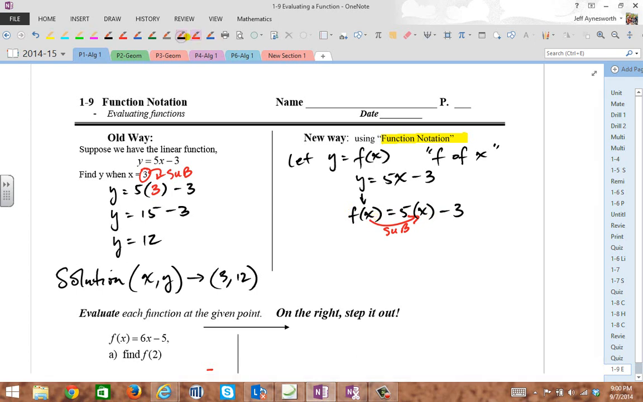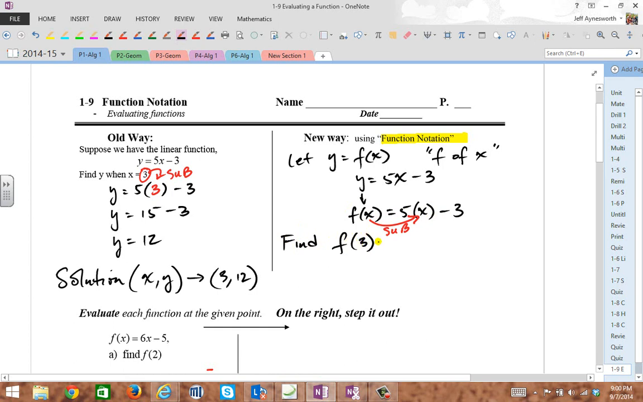So if I say find f of 3, which is basically saying evaluate the function f at 3, what I want to do is substitute that in. 5 times my value of x, which is 3 in this case, minus 3. Then I work it out. 5 times 3 is 15, minus 3, and I get f of 3, not f times 3, but f of 3, is equal to 12, where x is 3 and my y value is 12.